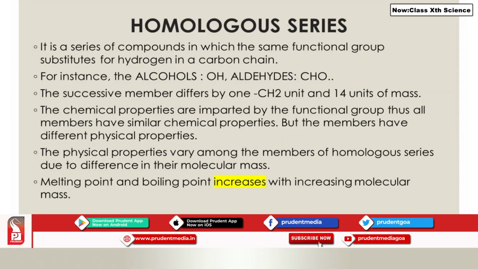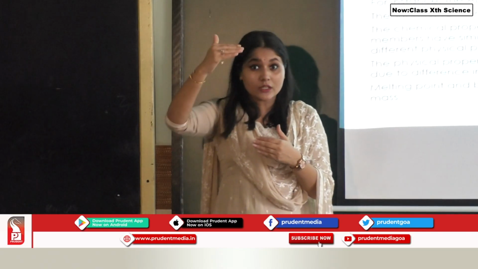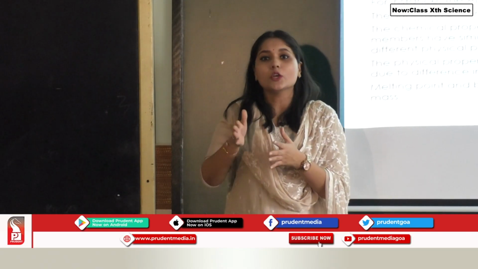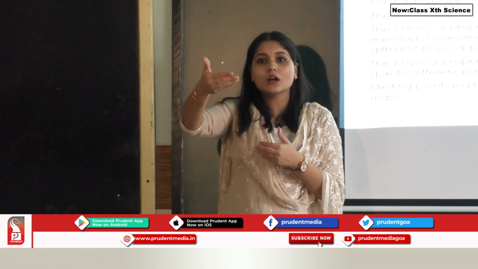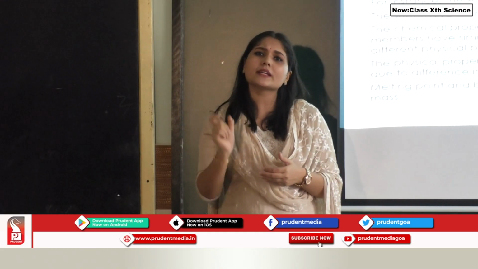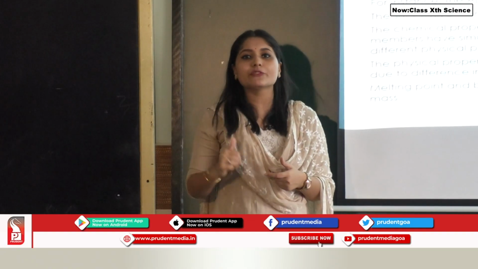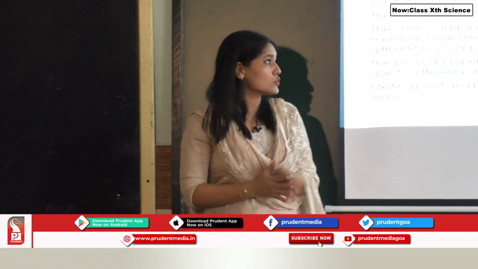So in this case, in a homologous series, the series is going to consist of the same functional group. For instance, if you have alcohols, the functional group will be OH. If it is aldehyde, the functional group will be CHO. The successive members differ by 1 CH2 unit and 14 units of mass. So every functional group, when you go down the series, you will realize when you move from one compound to the other, they differ just by a CH2 unit, and the mass difference between the two is 14, which we will see soon.